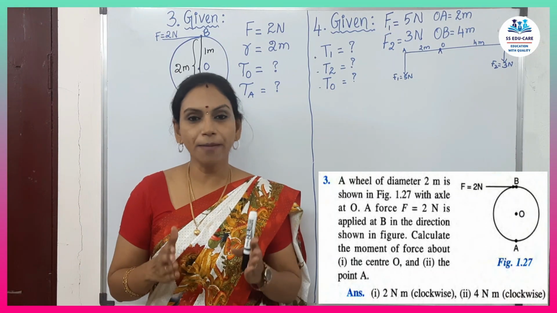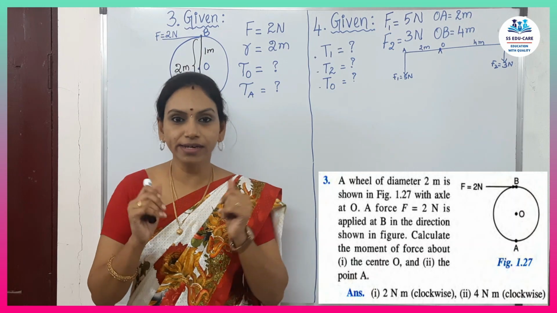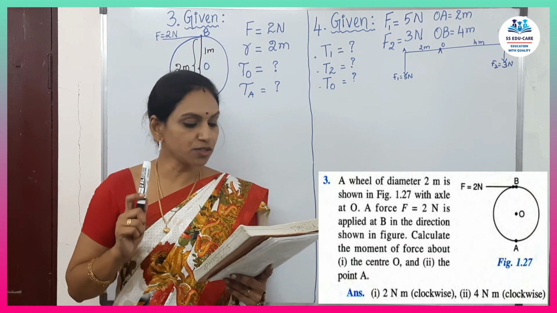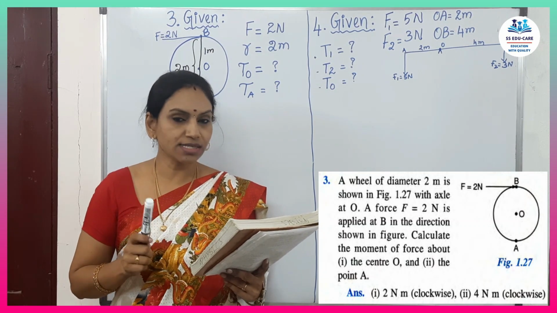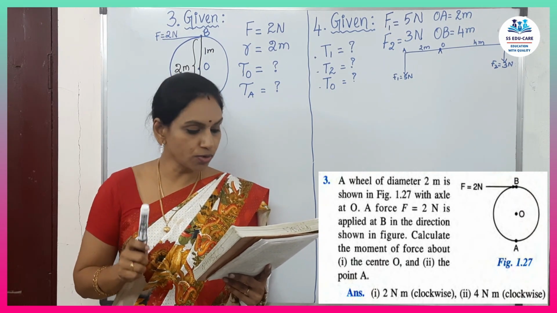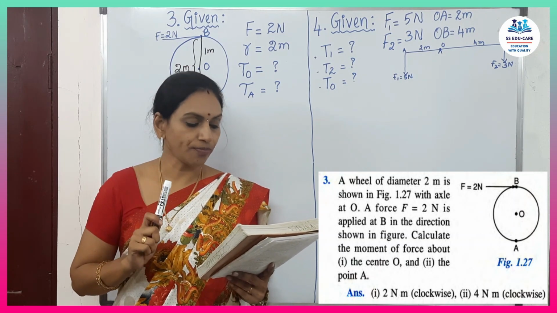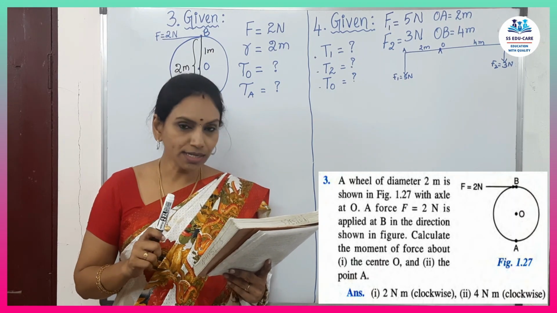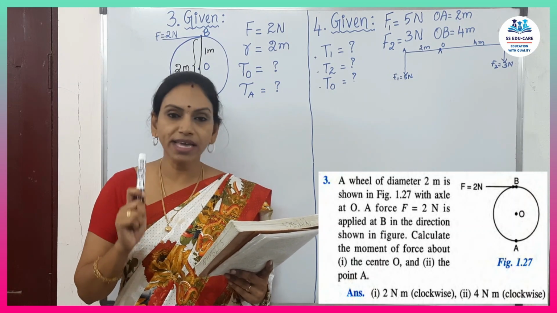Next, numerical number 3. Let me read out the question. The question is displayed here. A wheel of diameter 2 meter is shown in the figure with axle at O. A force F equal to 2 Newton is applied at B in the direction shown in the figure. Calculate the moment of force about number 1, the center O, and number 2, point A.